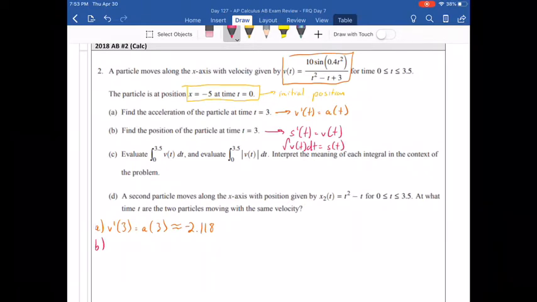So that's what we're going to do. We're going to take the antiderivative. Now, we are going to use that initial position.